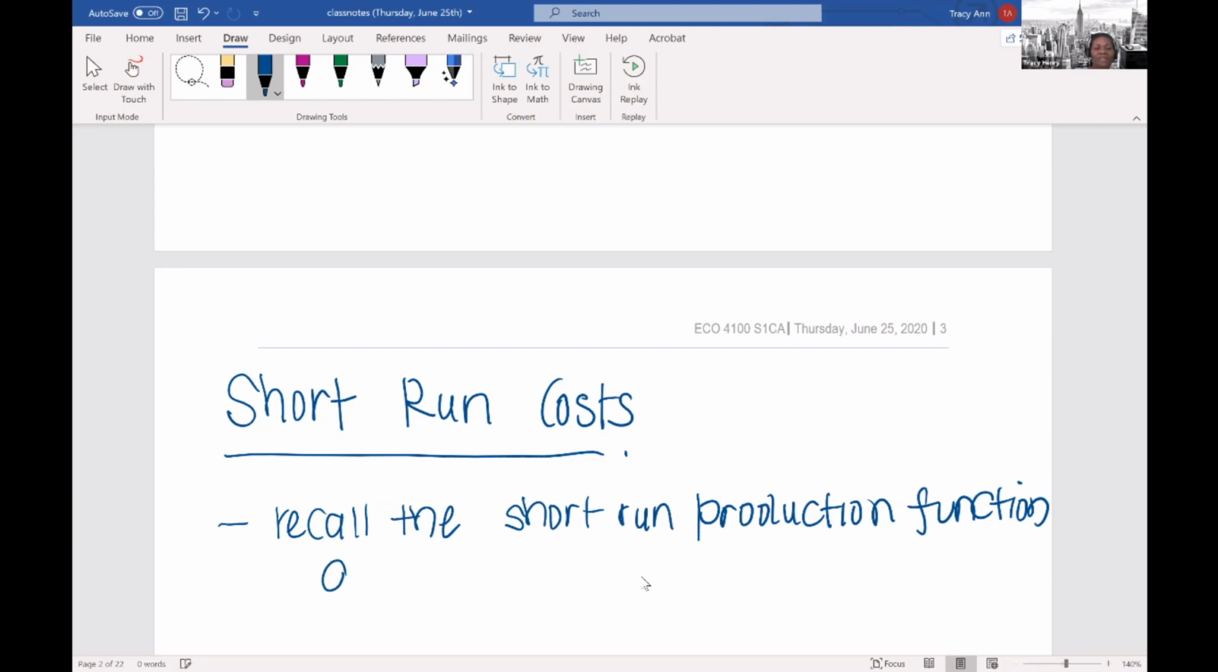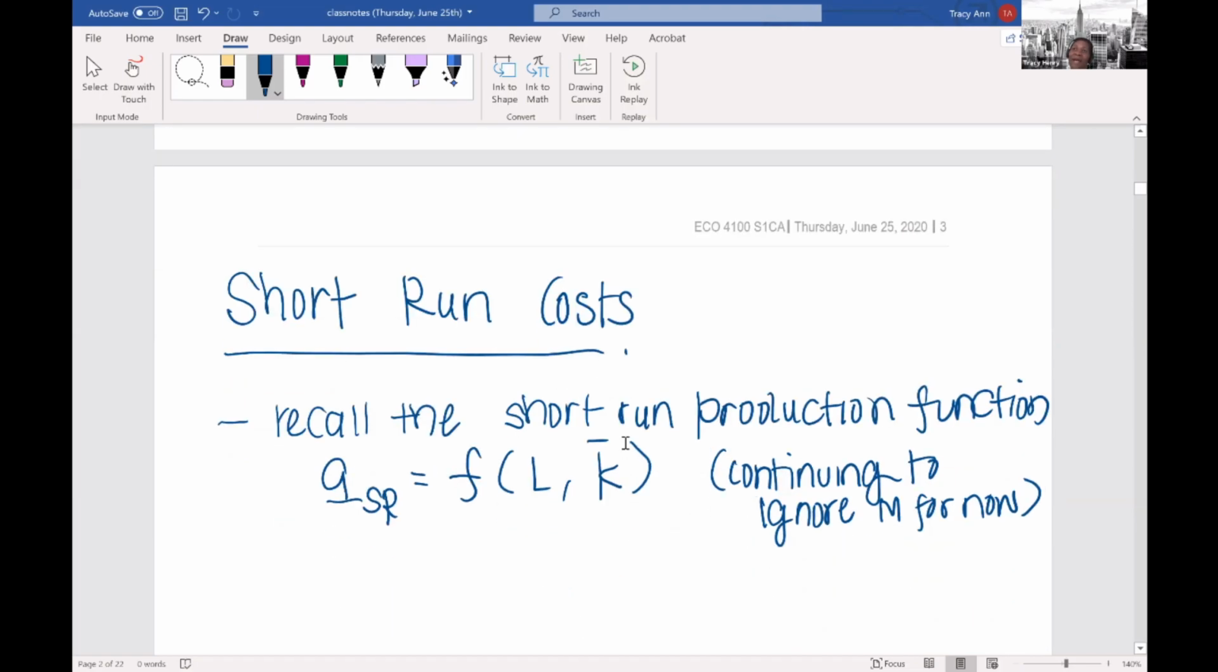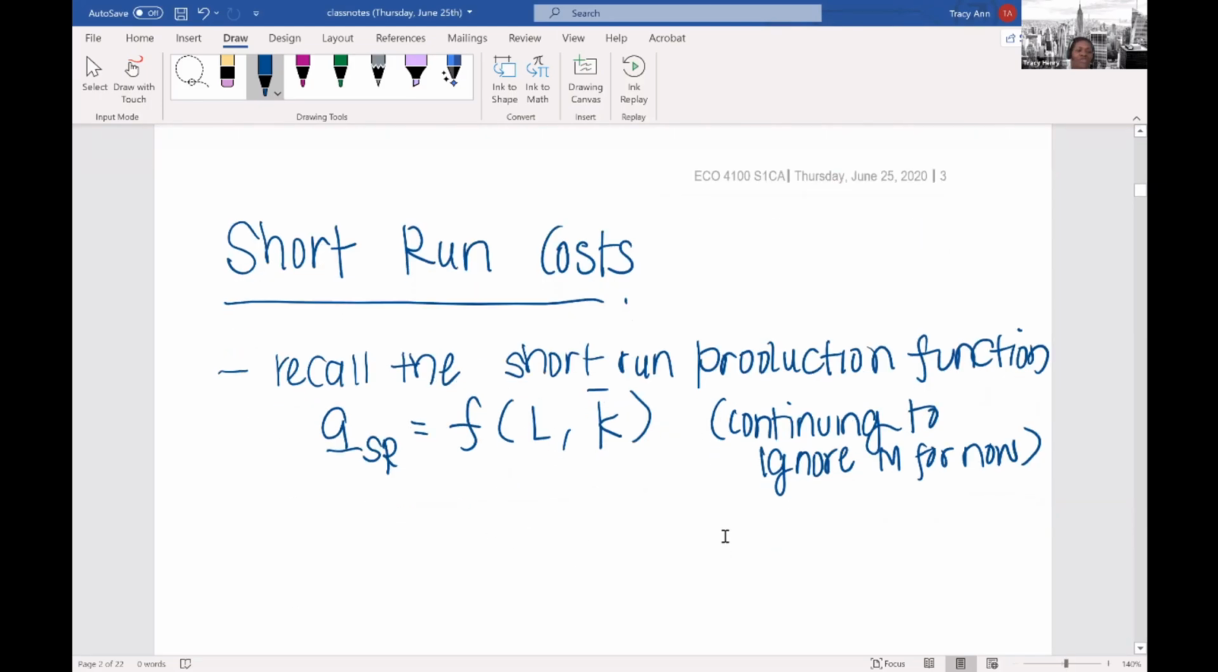And with the short run production function, I had Q_SR is some function of labor, and I said capital is fixed, continuing to ignore M for now. When I say continuing to ignore M for now, I mean, when we do our analysis, I can always put M back in as a variable in my equation. But we have two inputs in the short run. We have labor and capital. So you can imagine that if you're thinking about the cost of using your labor and capital, then the cost of producing Q_SR, that Q in the short run, is going to be equal to the total cost of labor plus the total cost of capital.